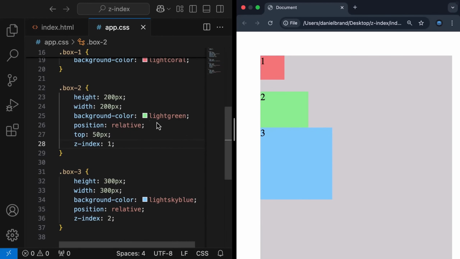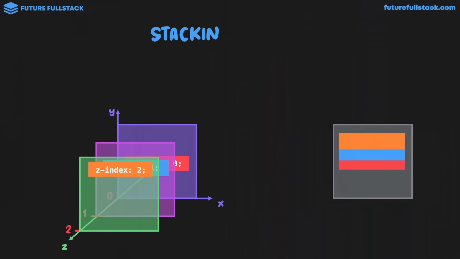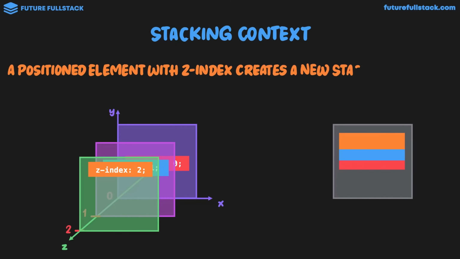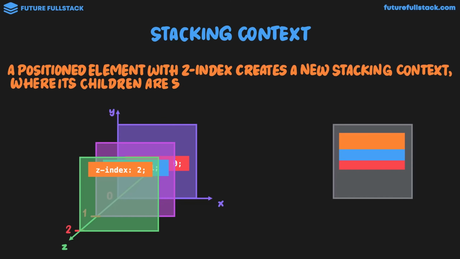So just to recap, when your element is positioned, like box 2 and box 3, we can explicitly define a z-index value which moves that element into its own plane. And whichever element has the highest z-index will always appear on top. Okay, so now let's discuss the concept of stacking context. A positioned element with z-index creates a new stacking context, where its children are stacked independently of other elements.